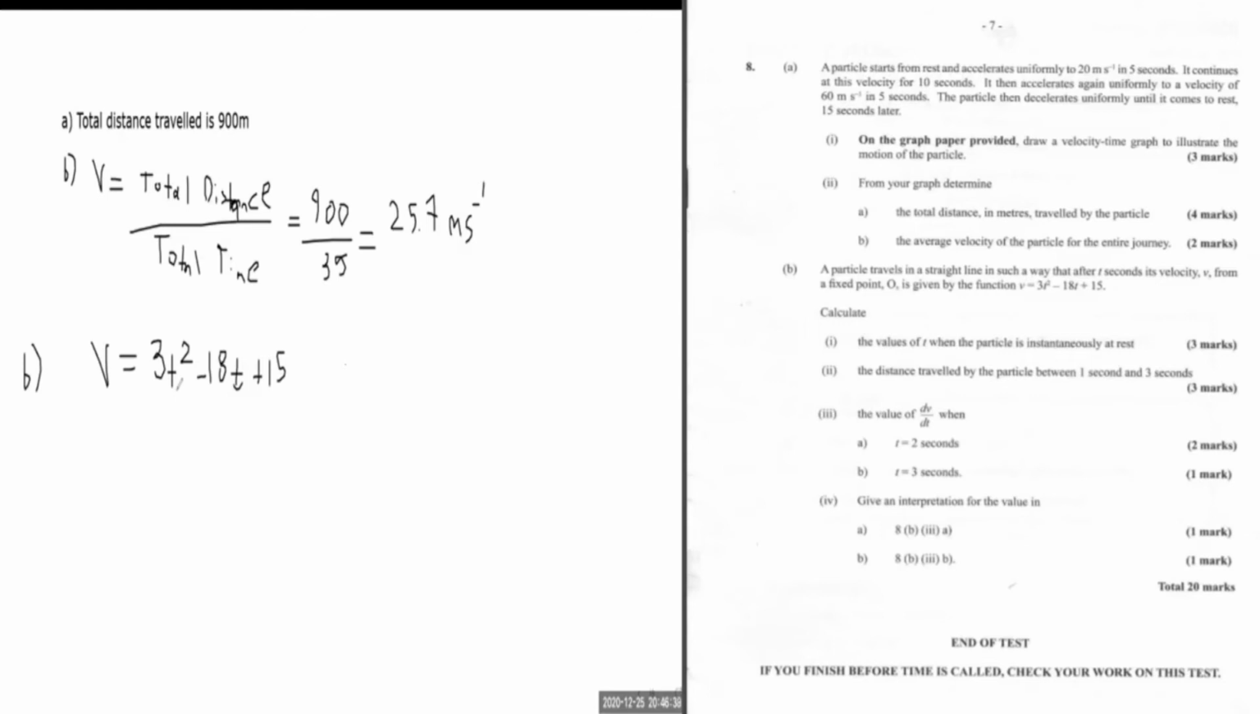The particle is instantaneously at rest when the velocity is 0. So when v is equal to 0, that's when the particle is instantaneously at rest. All right? Because think about it, instant rest means the velocity is 0. So all we need to do is, at instantaneous rest, set this equal to 0. So for part 1, we set this equal to 0.